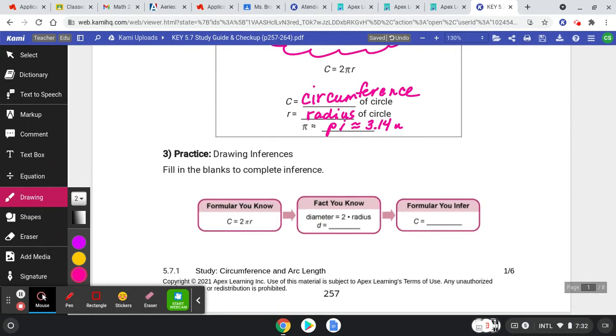So now that we have all these parts, here's how the formula goes. C equals 2 pi r. Remember that the diameter is 2 of the radiuses. And so for the formula that you can infer, we could also say that it's just pi times the diameter, since the diameter is equal to 2 r's.